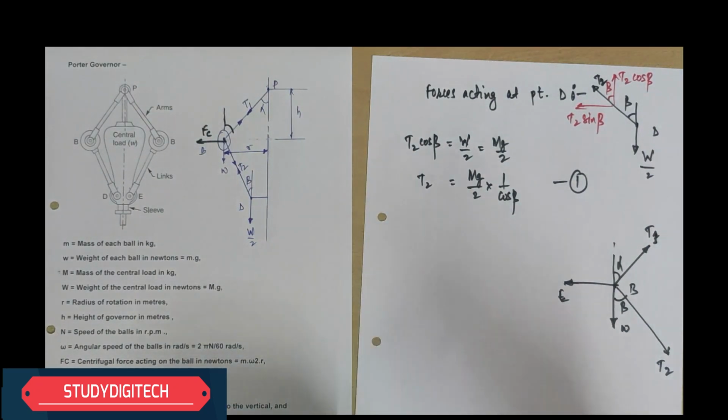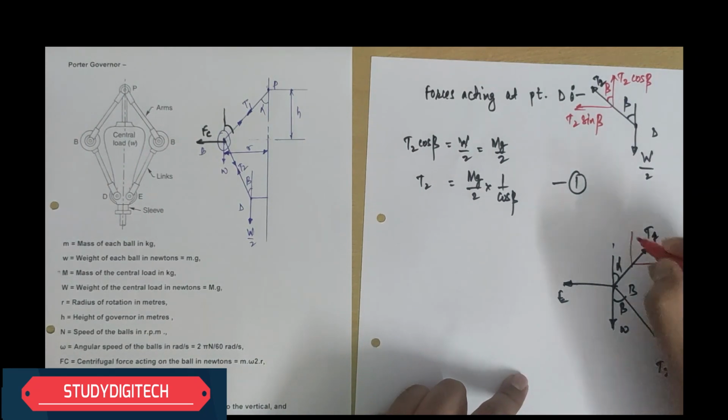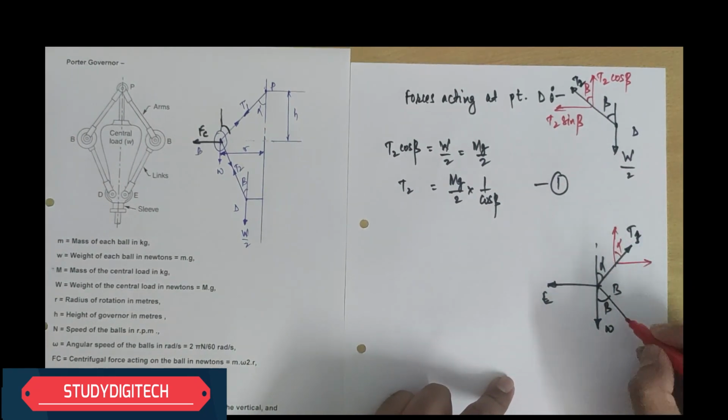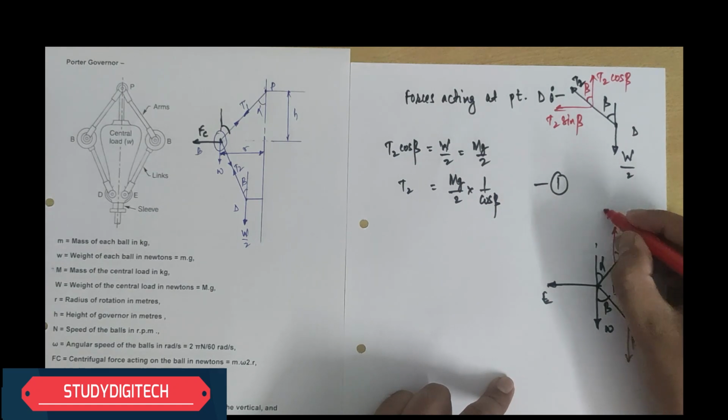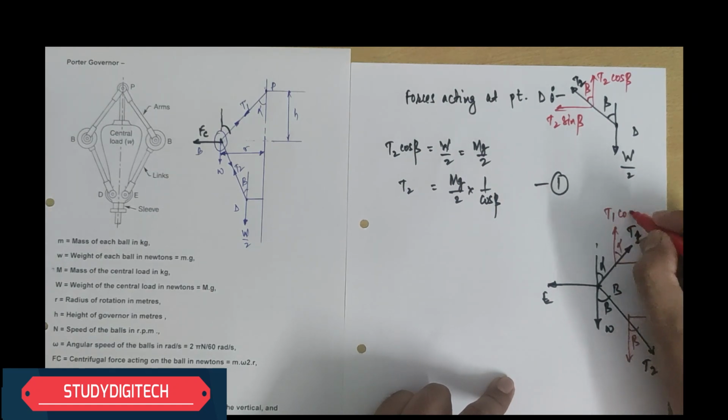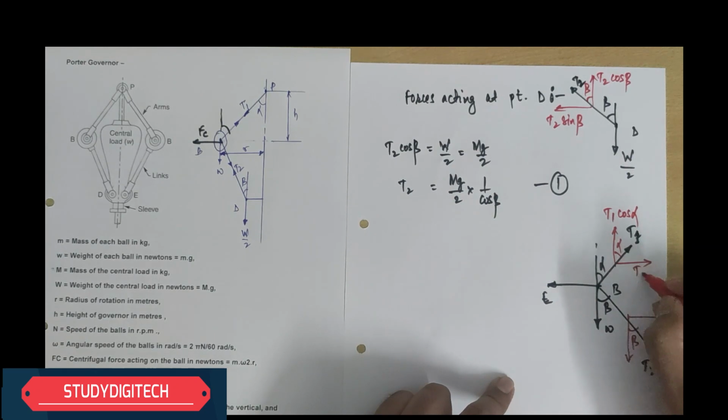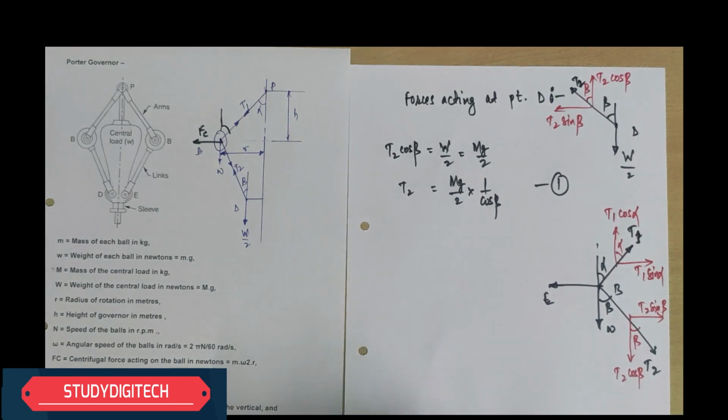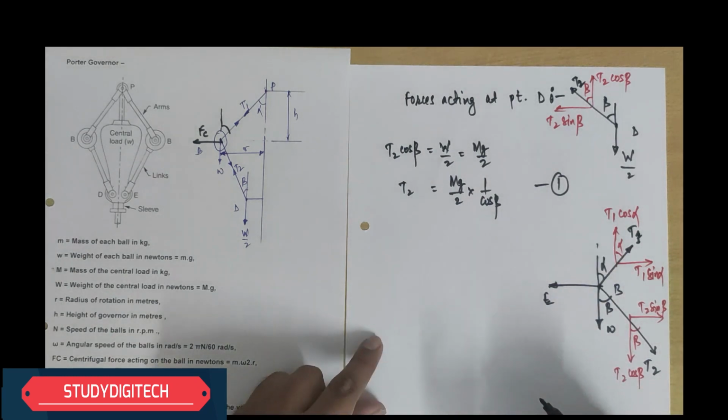So if we resolve them, this angle will be alpha, this angle will be beta. So adjacent, we can write it as T1 cos alpha, T1 sin alpha. Here adjacent, so T2 cos beta, T2 sin beta. So we have resolved the forces acting at point B where equilibrium forces are considered.